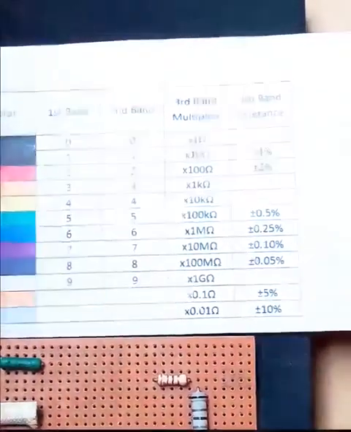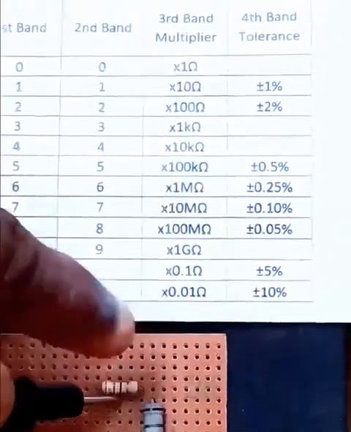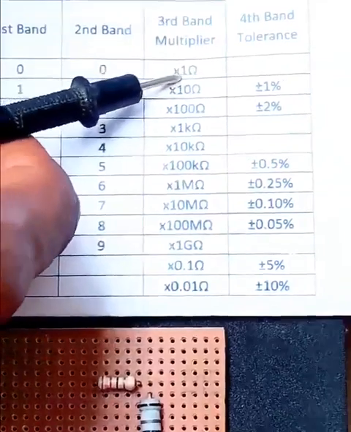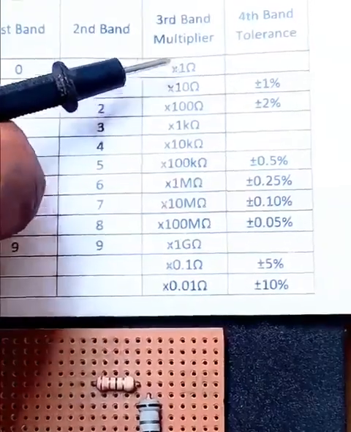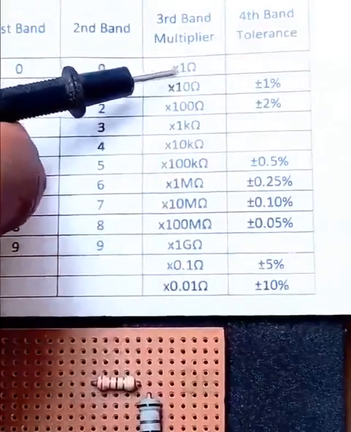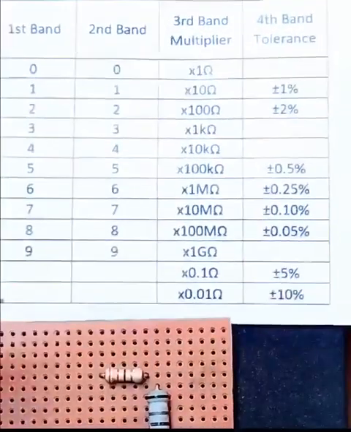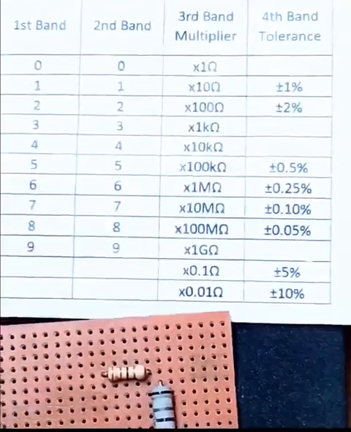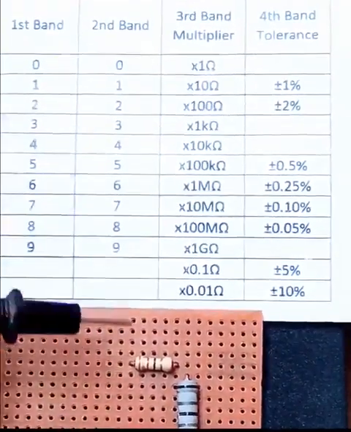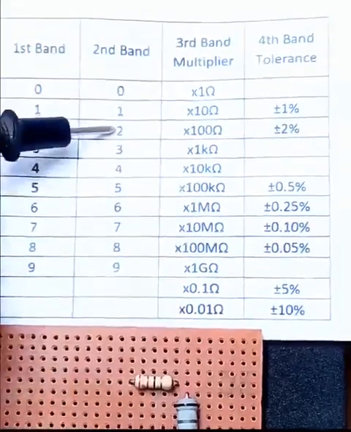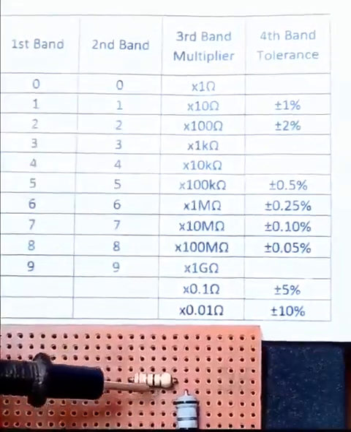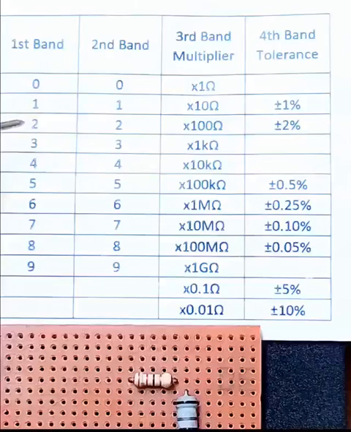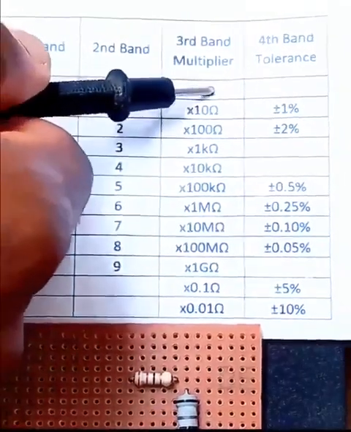Back to the reading. Still on the third band, black. The value of black is 10 raised to the power of 0, which is the same as 1. So the resistance value of this resistor with the color bands red, 2, second band red, 2, and the multiplier black, which is times 1, is 22 times 1 ohm.